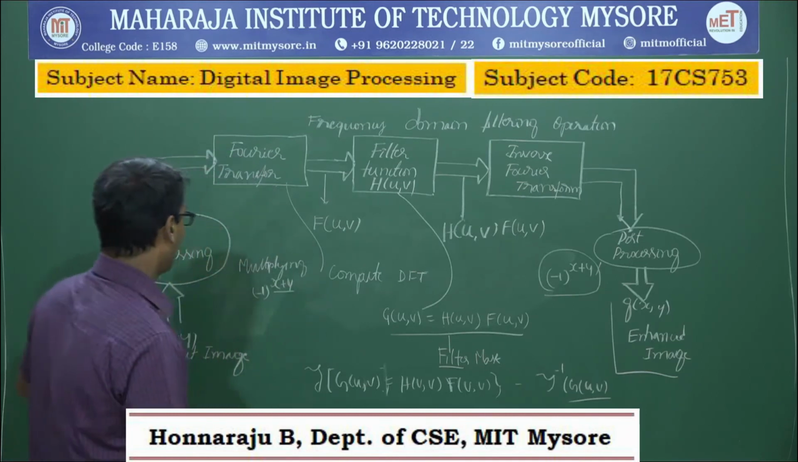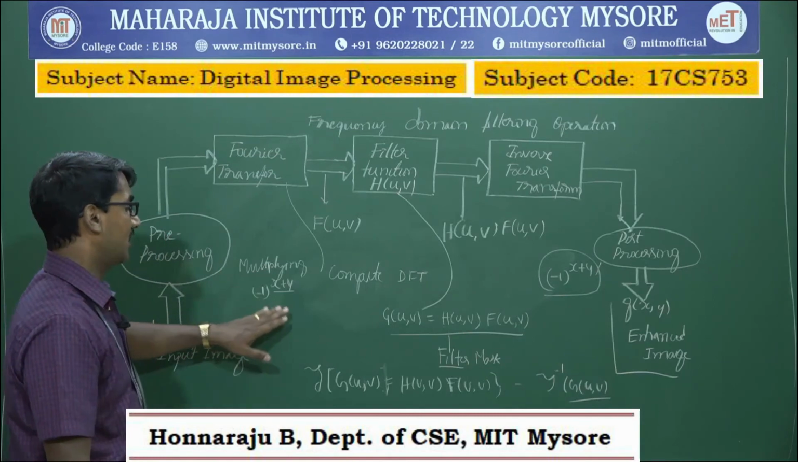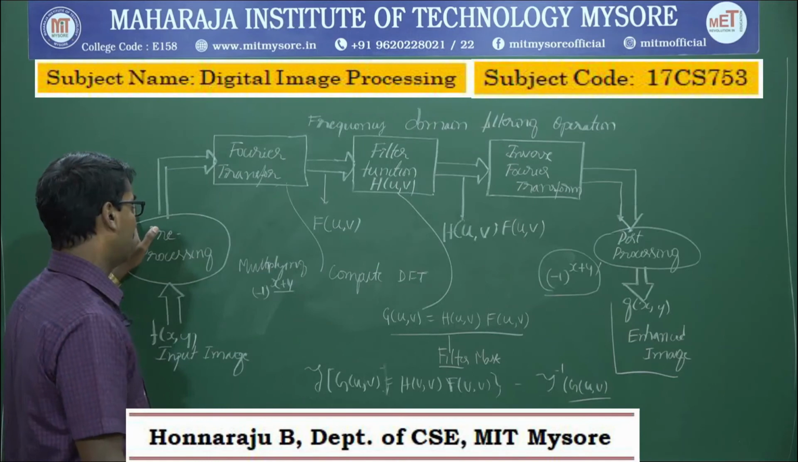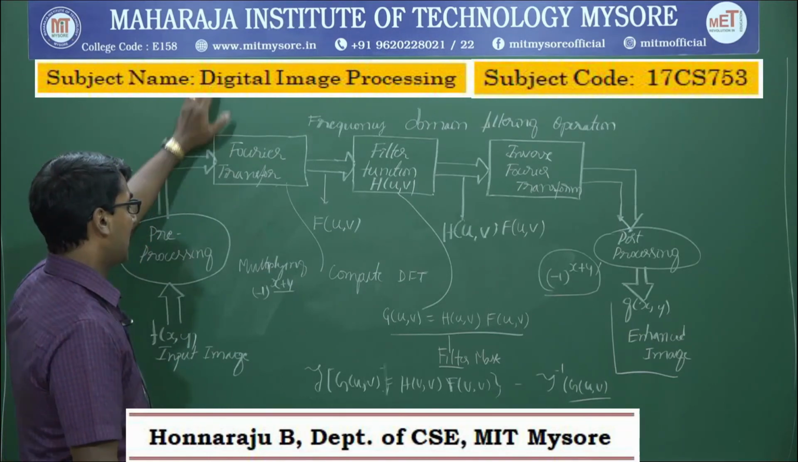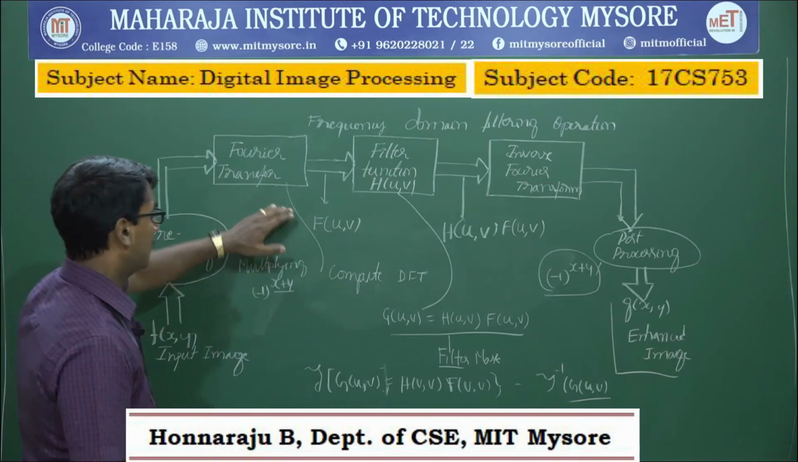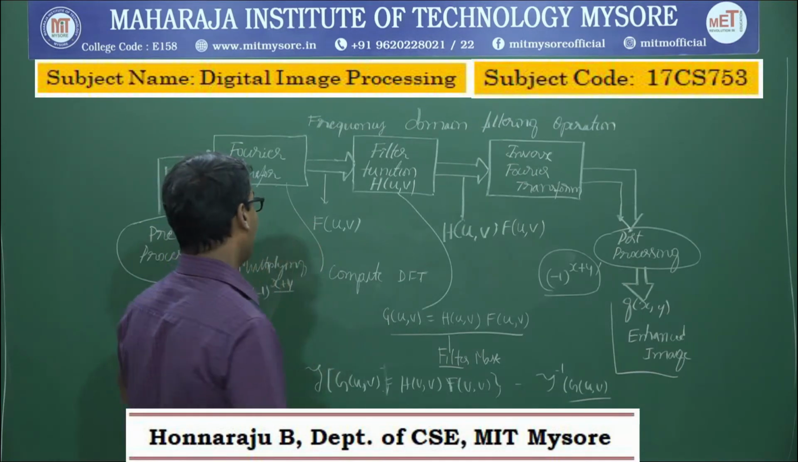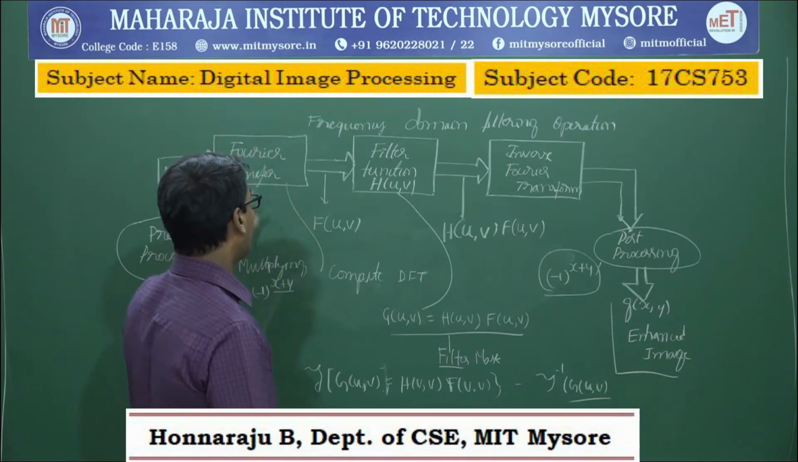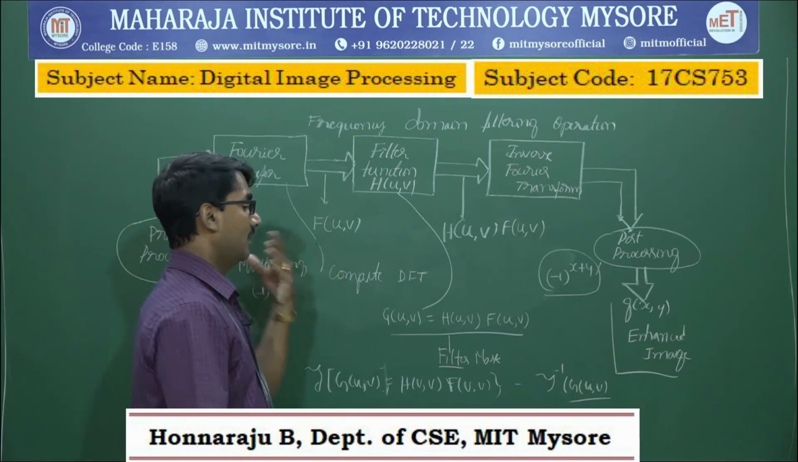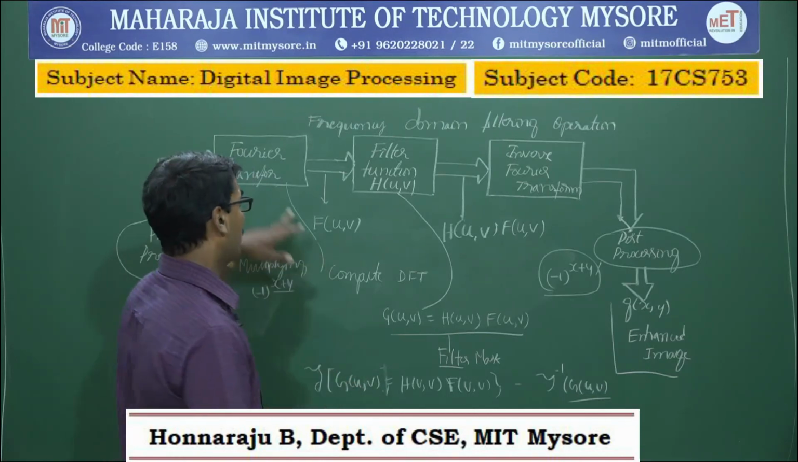First, the input image f of x comma y is multiplied with minus 1 to the power of x plus y. Then the multiplied image is used to compute the DFT, the discrete Fourier transform of f of x comma y. The output of the Fourier transform is F of u comma v. Here we can use either a 1D transformation or a 2D transformation.